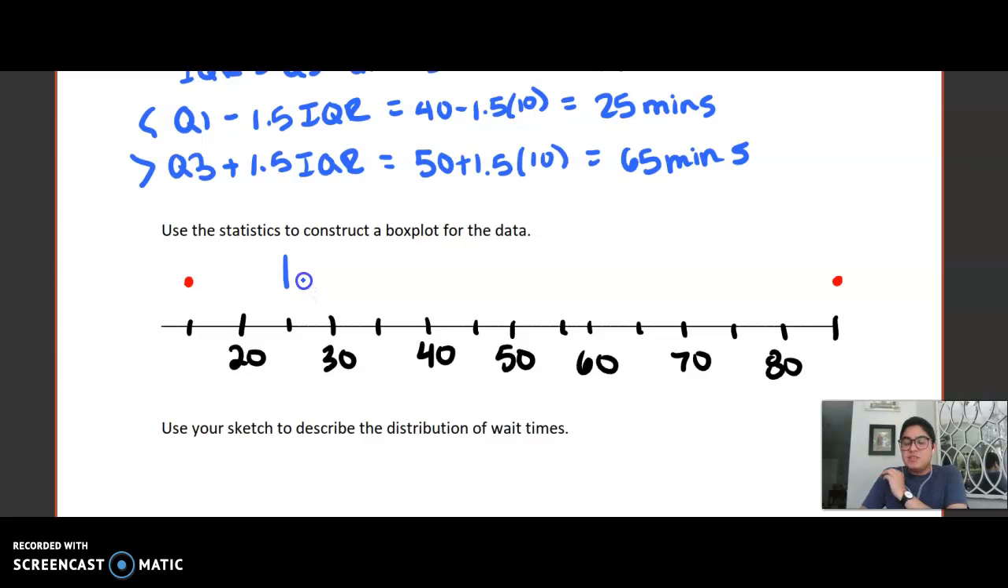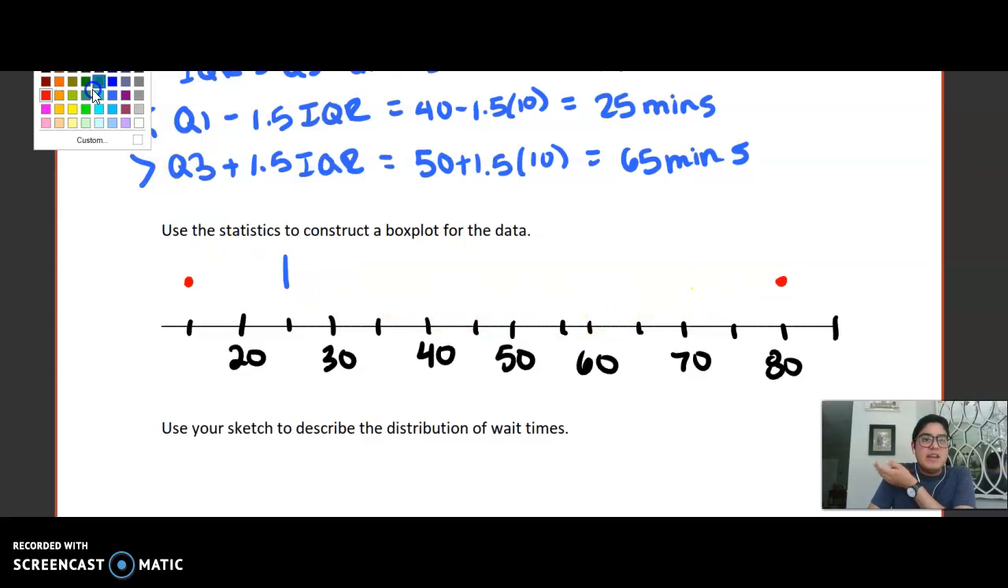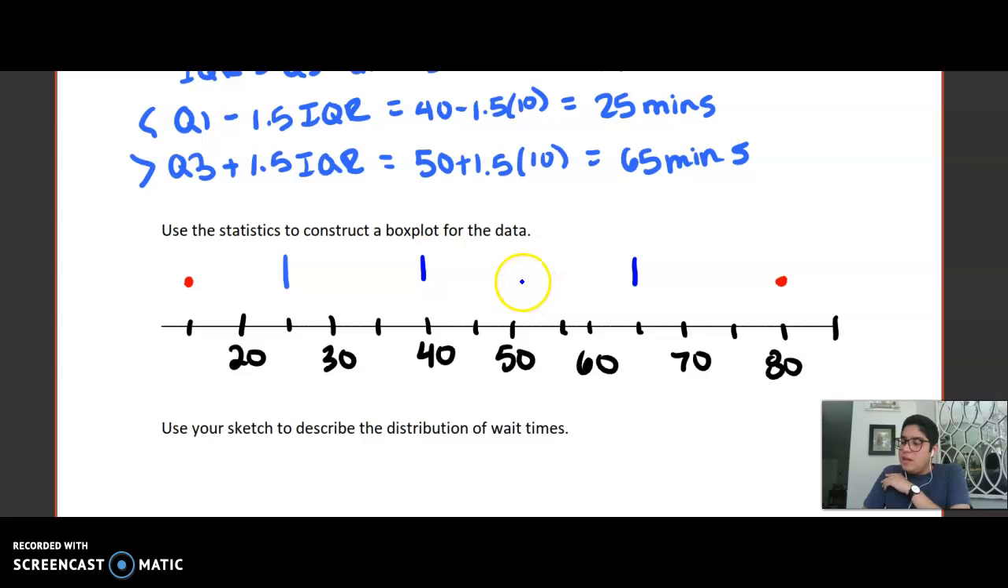Same thing goes for the maximum. The 80 was an outlier, so whatever known value that is less than that is going to be now the new maximum. So for us, the next known value is actually here at 65. Quartile 1 occurs here at 40. Quartile 2 is here at 45. And quartile 3 occurs here at 50.